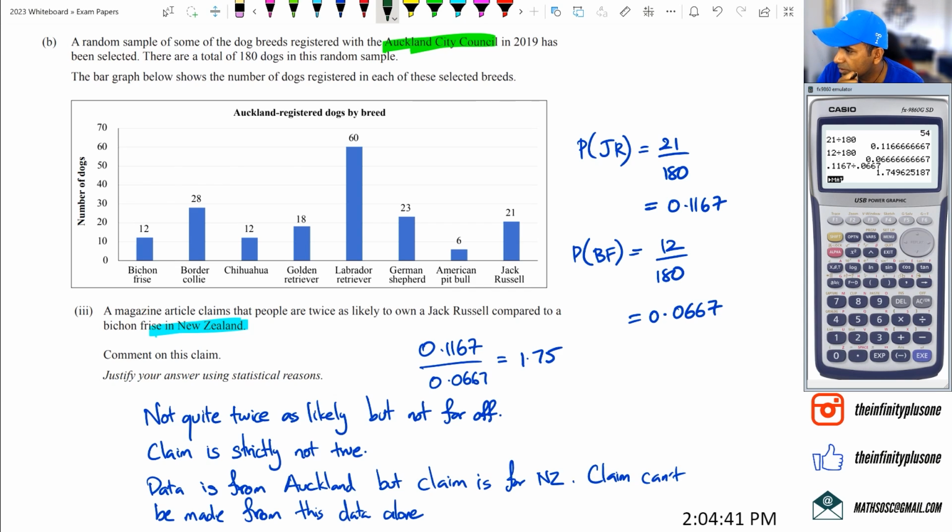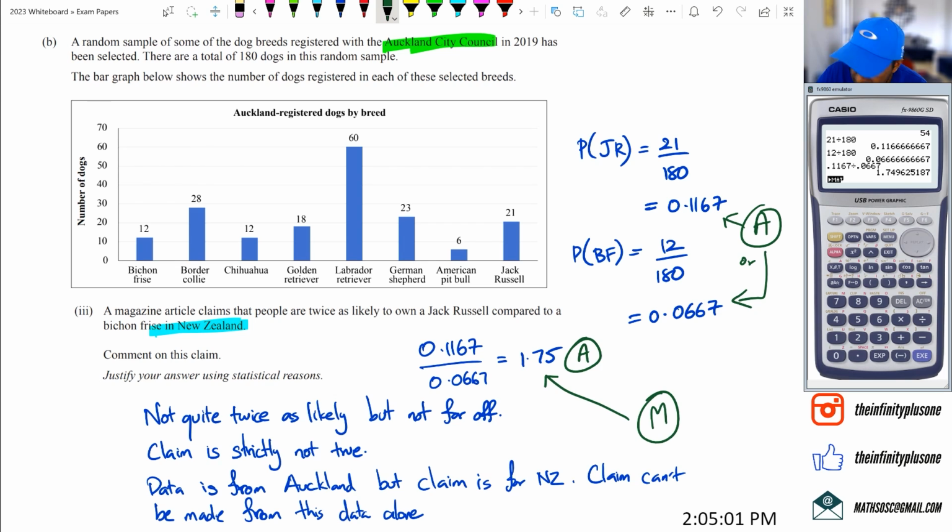Grades wise, probability of Jack Russell or probability of Bichon Frise calculated is an achieved. So you could get achieved for this or this value. 1.75 could be an achieved as well, or just a comment could be worth an achieved. But for a merit, you are going to need the 1.75 and comments talking about not quite as likely, or you could talk about the data actually being from Auckland but the claim being for New Zealand. So that's something to keep in mind. Excellent, that's question 1.